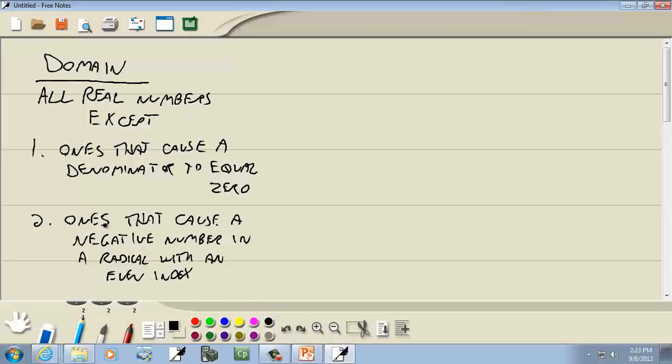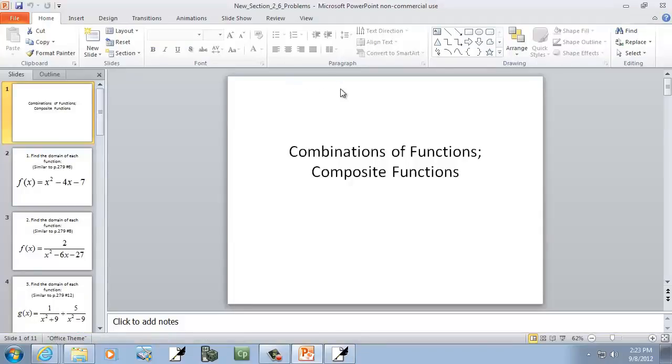Now this kind of grows as you go along. Like when we get the logs, we'll add a third one onto here and so forth. But for now, these are the only two we have. The first one, denominator, implies you have a fraction. The second one, radical with an even index, implies you have a radical. So if you don't have a fraction, you don't have a radical, your domain is all real numbers at this point.